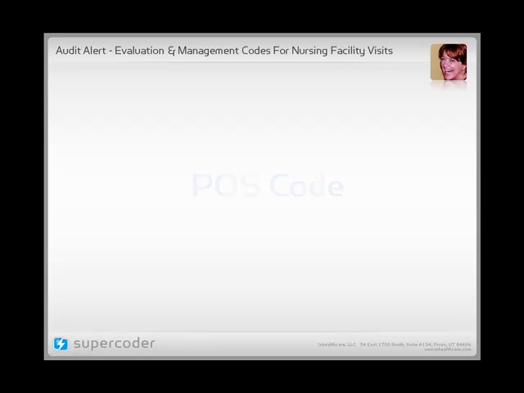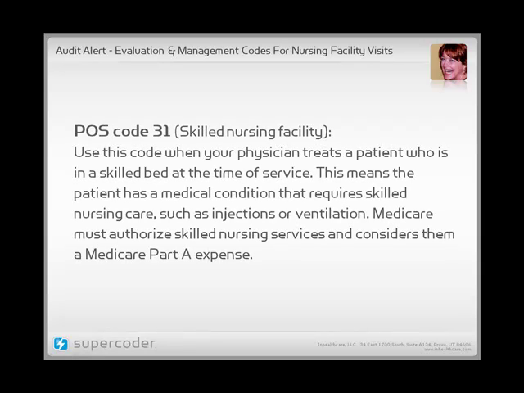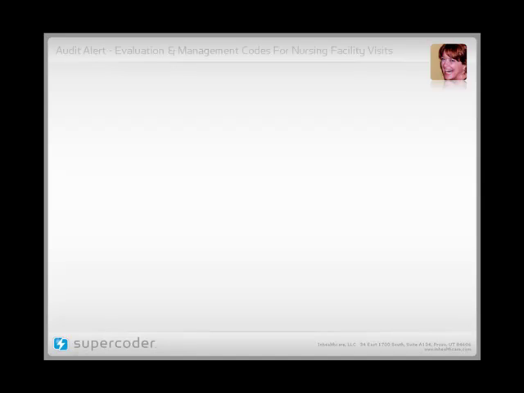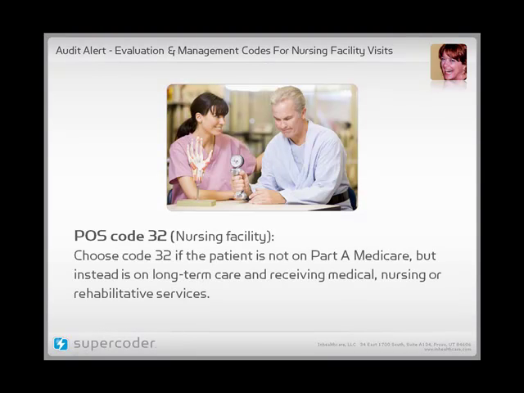Finally, point 4, don't forget to use the correct place of service code. Now this is tricky because one facility can have both skilled and non-skilled nursing beds, and that's going to affect which POS code you choose. So basically you choose POS code 31 when your doctor treats a patient who's in a skilled bed at the time of service. That means he's getting skilled nursing care, such as injections or ventilations. Choose POS 32 if a patient is not on Part A Medicare, but is instead on long-term care and is receiving medical, nursing, or rehabilitative services.